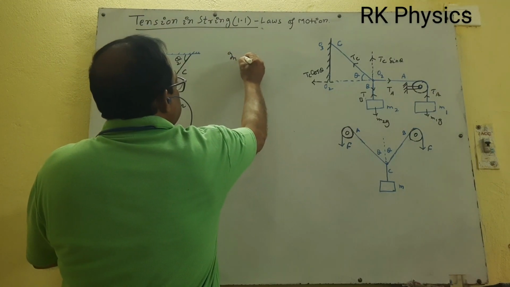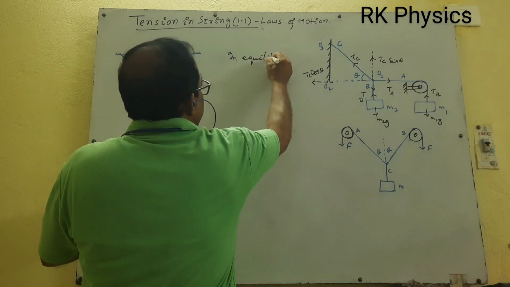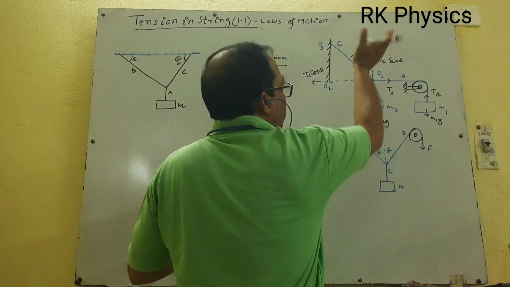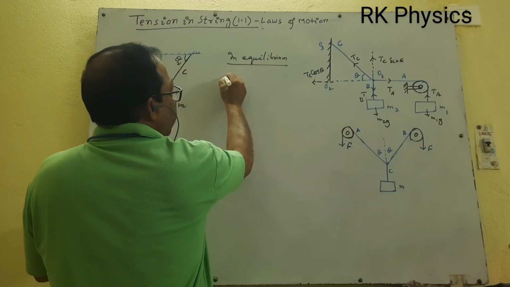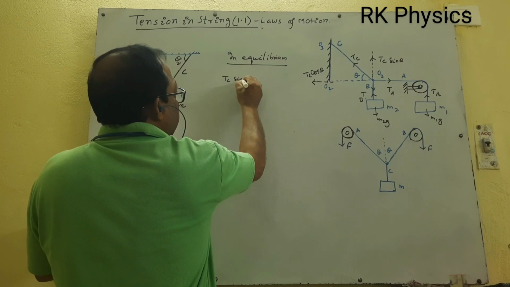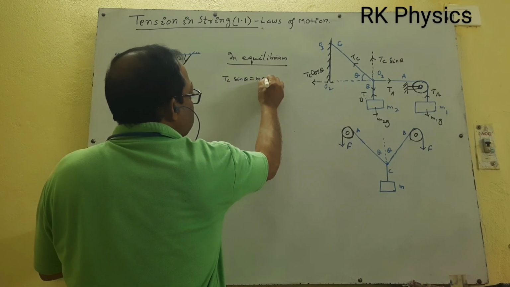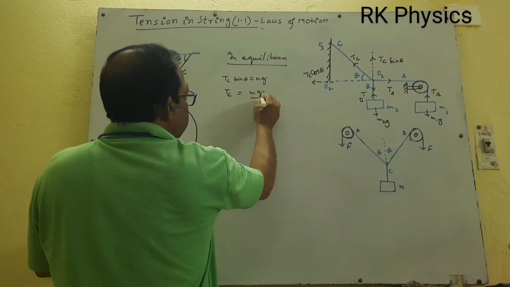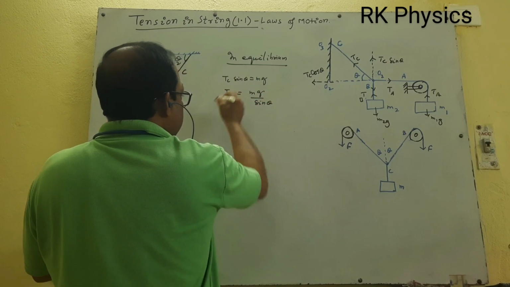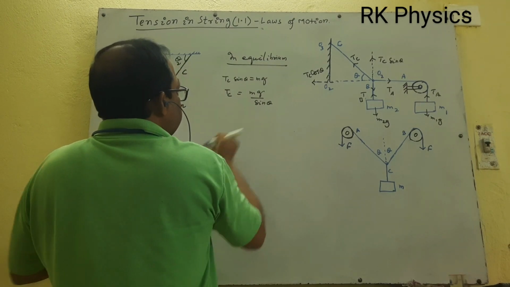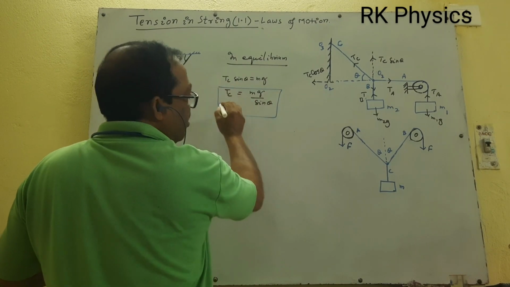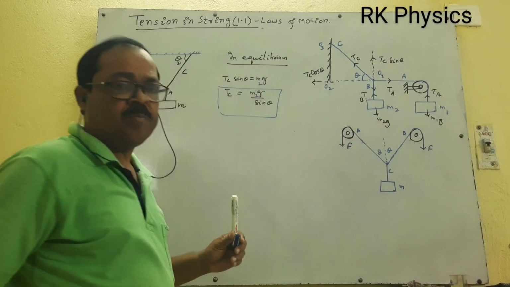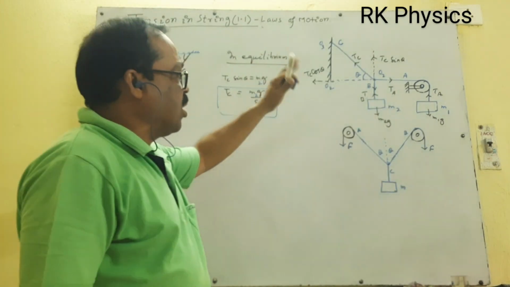Now the condition is equilibrium. In equilibrium, total upward force equals total downward weight. That is TC sin theta, you can put this as mg. So therefore TC is mg divided by sin theta. Here m is m2. Now upward force, downward force.